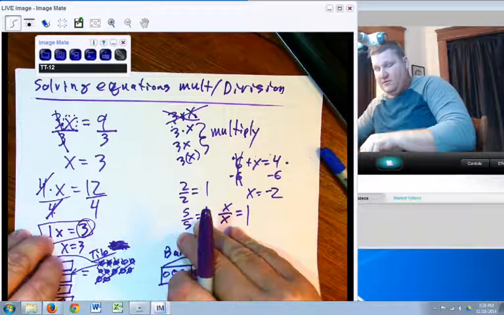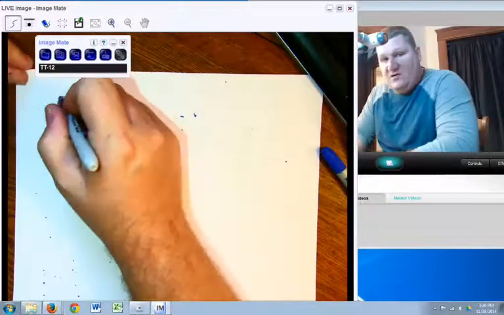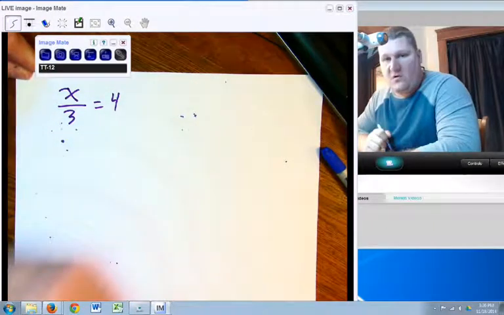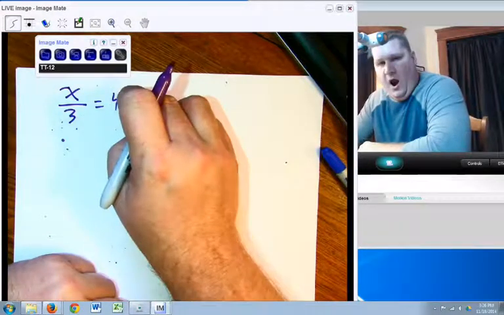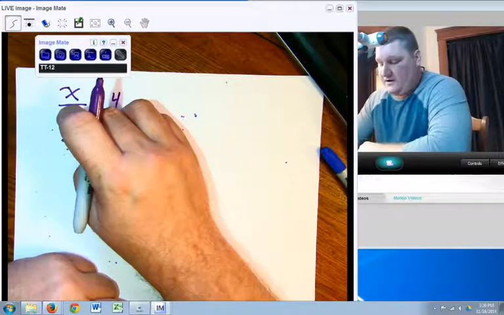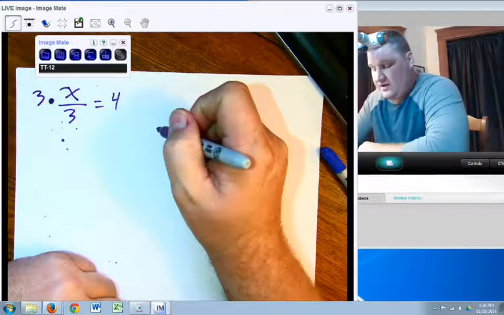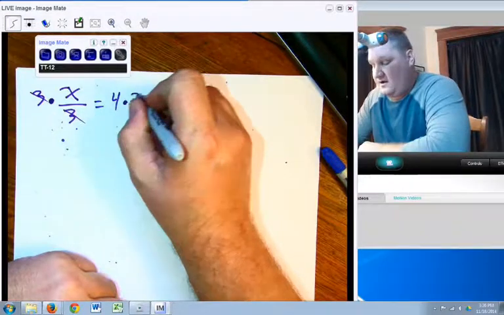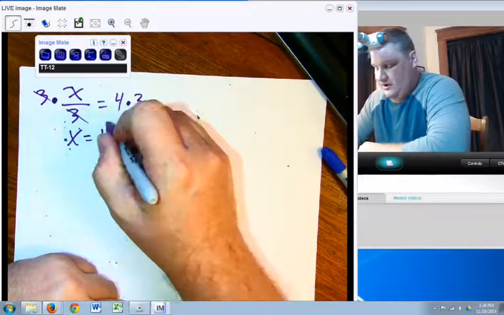Now, it not only works for addition and subtraction and multiplication, it works for division. So if I have this, x over 3 equals 4. What I've said is x divided by 3 is 4. How do I undo divide? Well, the opposite of divide is multiply. So I'm going to multiply by 3. Those are going to end up canceling out. But the thing is, I can't just multiply one side by 3. I must multiply the other side by 3. So these 3's go away. I'm left with x equals 12.